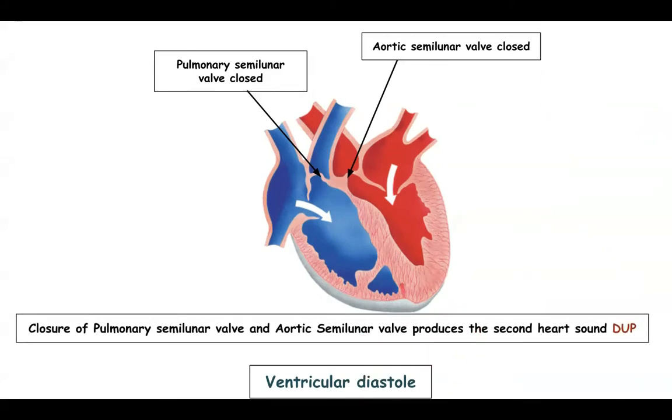So the lub sound is produced at the closure of the tricuspid and bicuspid valve. Collectively, we call them the AV valves, and the dup sound is produced at the closure of the pulmonary semilunar valve and the aortic semilunar valve. So collectively, we call these the semilunar valves of the pulmonary artery and of the aorta.